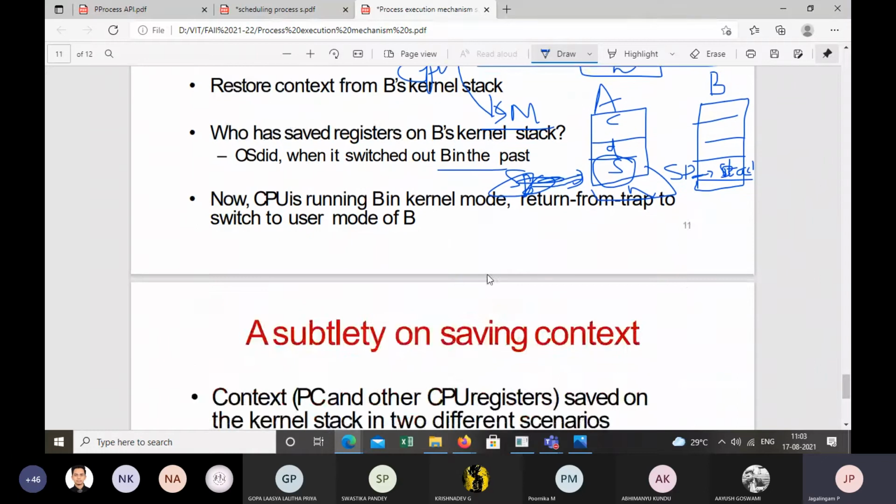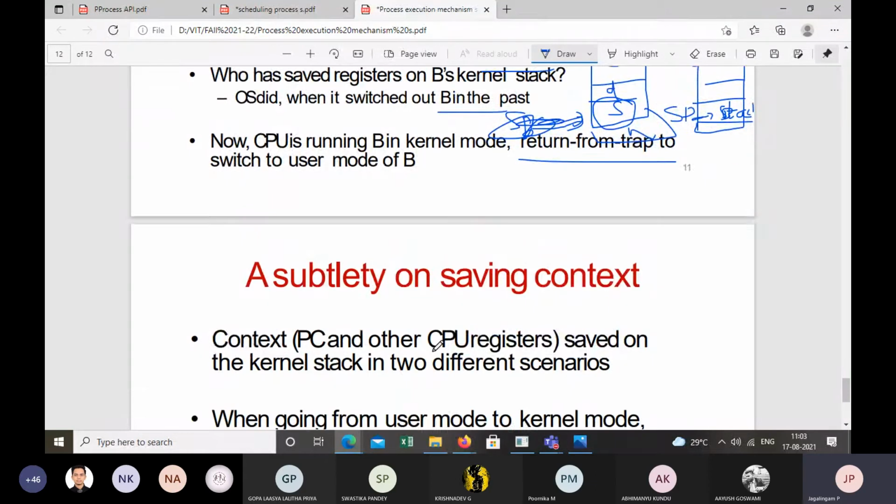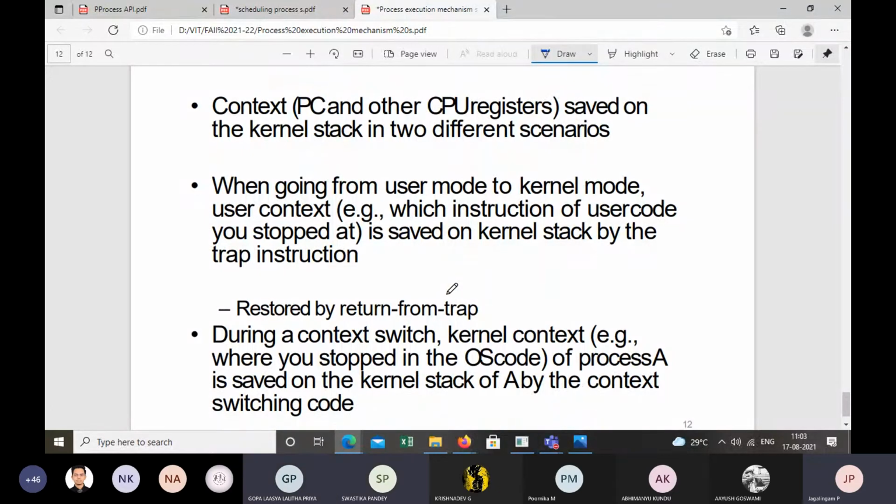Now, when we move from kernel mode to user mode, we run a return from trap instruction, right? Now what do you mean by context? The program counter and the CPU registers. Good, the information related to the program counter and the CPU registers.